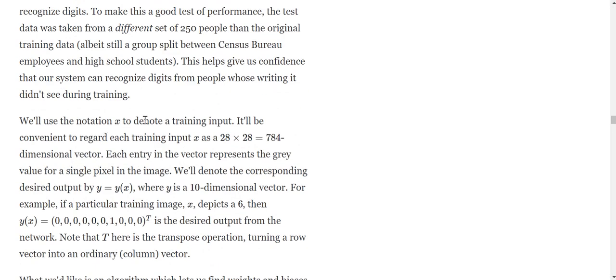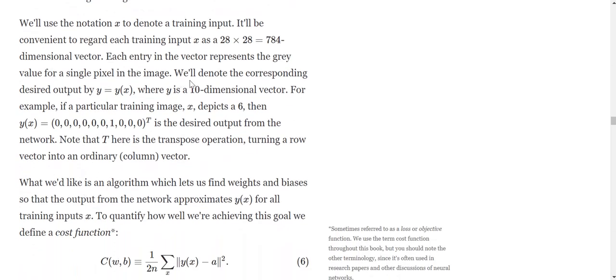We'll use the notation x to denote a training input. It would be convenient to regard each training input x as a 28 by 28, or a 784 dimensional vector. Just to reiterate what this really means, each pixel is now an entry of the vector. So you have 784 pixels, so you have 784 entries in the vector. And each entry in the vector represents the grayscale value for a single pixel in the image. I hope this makes sense.